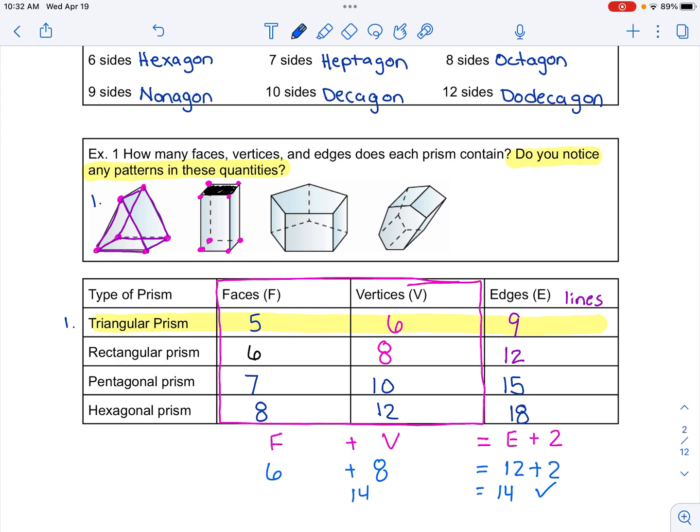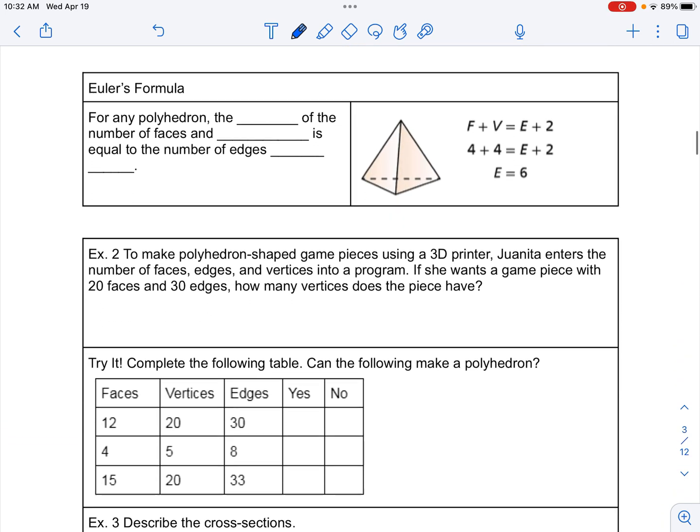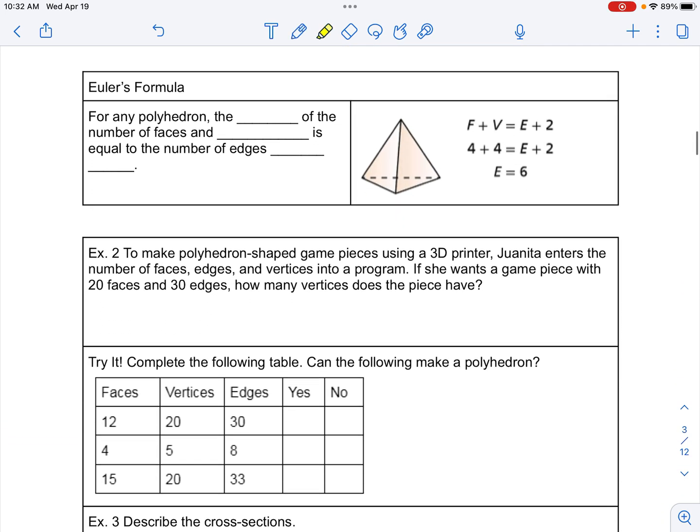Okay, so the formula that we just discovered is called Euler's formula. Euler's formula is right here. This is F plus V equals E plus 2. These represent the faces, the vertices, and edges. This is going to be a test question to fill in the blanks.